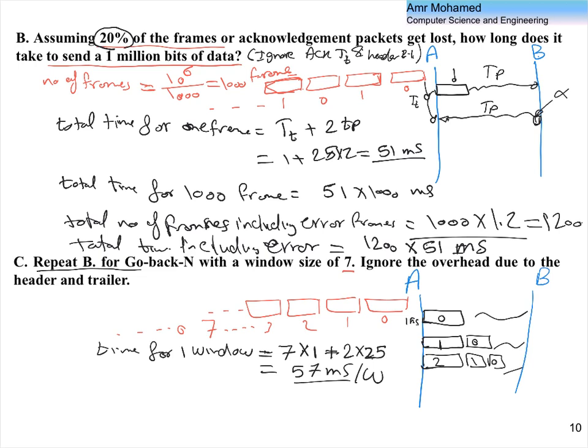Okay? So, total time for 1 million bits becomes... how many windows do we have for all the 1 million bits? For all the 1 million bits, we said that we have 1,000 frames. So these 1,000 frames will be divided into 7 frames per window, and then the time per window is 57 milliseconds. So that's the total time.